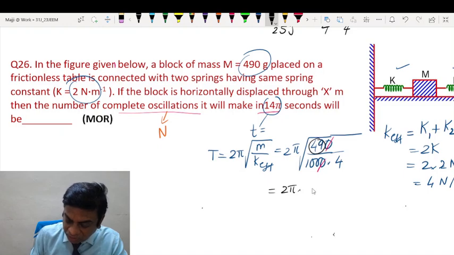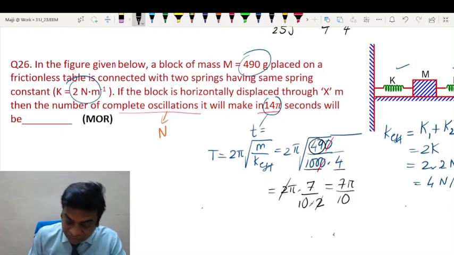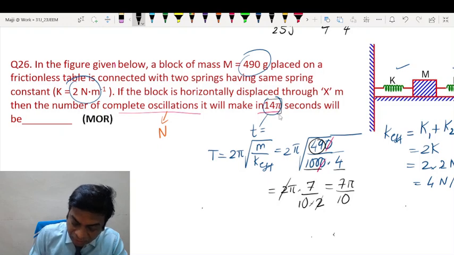This is a perfect square. Square root of 49 is 7. Square root of 100 is 10. Square root of 4 is 2. So the 2 gets cancelled. You have 7 pi by 10. No need to substitute the value of pi as 3.14 or 22 by 7 because time is already given in terms of pi.